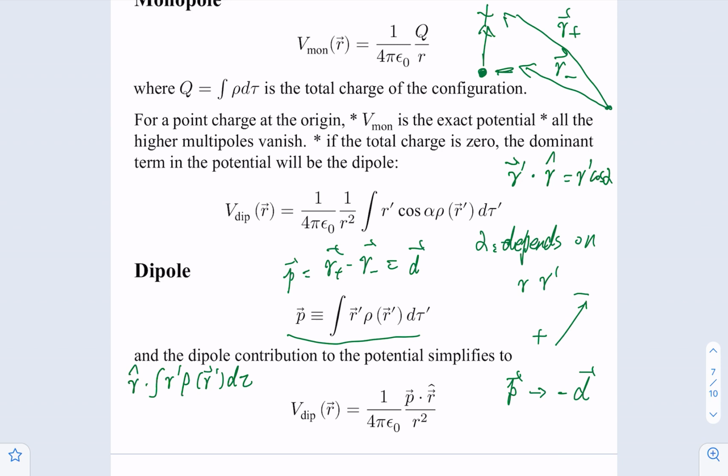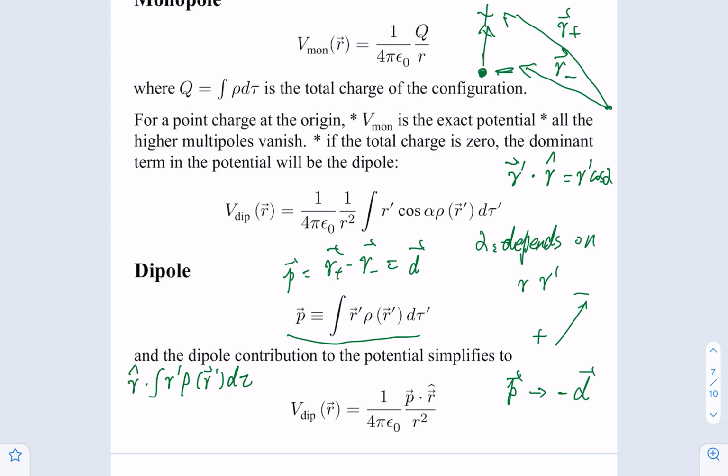And now we can define this r prime integral as the dipole moment p. And then the dipole potential is also simplified to be the term over here. We see that here the dipole moment potential is an analogy to this monopole moment potential.